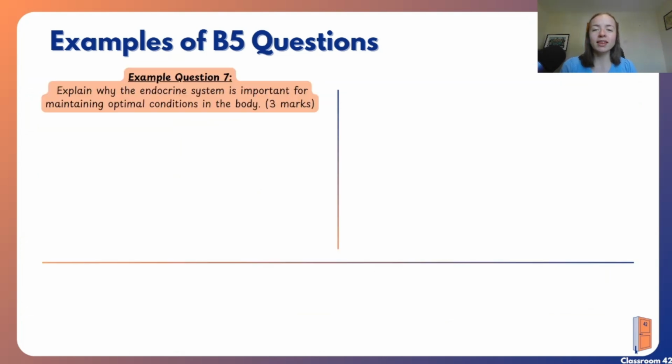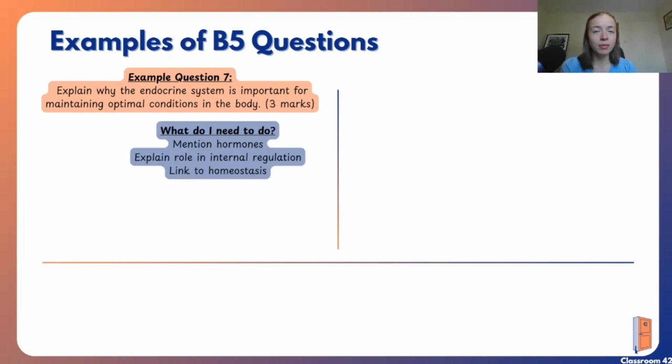So explain why the endocrine system is important for maintaining optimal conditions in the body. So here we want to be mentioning hormones because the endocrine system is related to hormones, and explaining the role in internal regulation because we're talking about conditions in the body, and then linking to homeostasis as well because we haven't had homeostasis mentioned in the question.